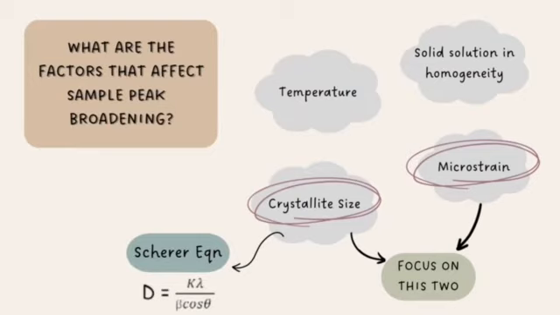What are the factors that affect sample peak broadening? Sample peak broadening may be due to four parameters: solid solution inhomogeneity, temperature, microstrain and crystallite size. However, we will only discuss the two parameters which cause the sample peak broadening. They are crystallite size and microstrain.